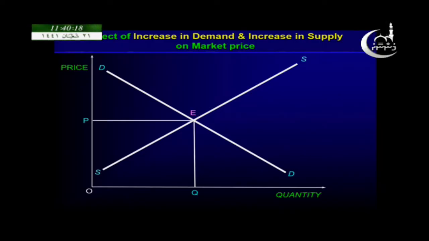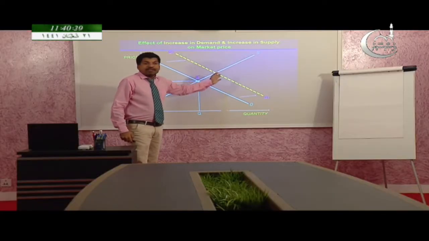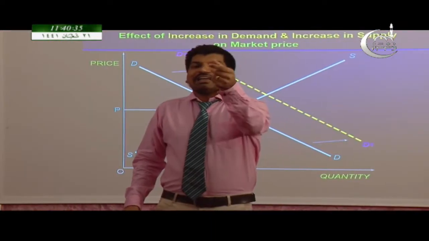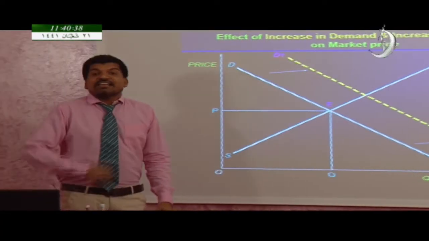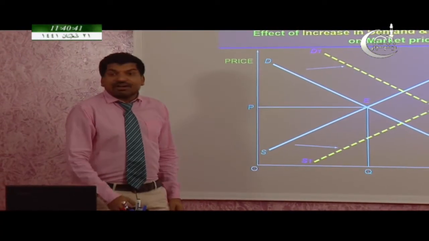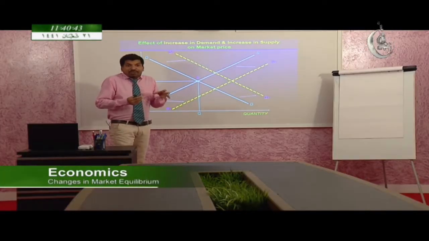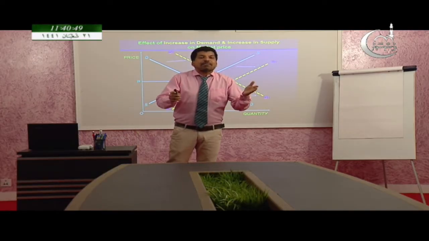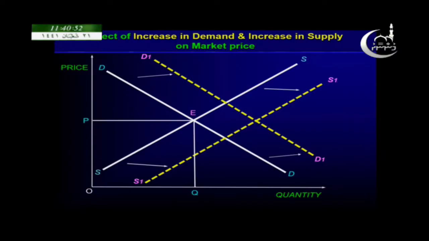Then what will happen? The question says the effect of increase in demand and increase in supply. Increase in demand means the demand curve will shift to the right. Look at this, the rightward shift of the demand curve. Still you can't find the equilibrium point because one more shift is there. What is it? Increase in supply. So the supply curve will shift to the right. Now we get the new point where the new demand curve and new supply curve meet.